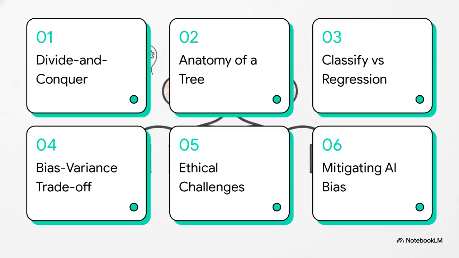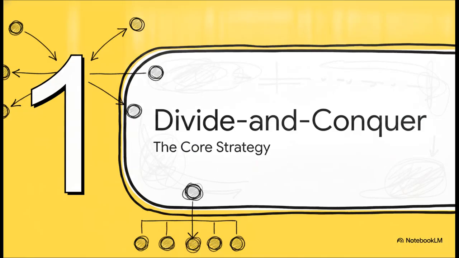Here is our quick roadmap for today. We'll be covering the divide and conquer strategy, the anatomy of a decision tree, classification versus regression, the bias variance trade-off, real-world ethical challenges, and finally, mitigating algorithmic AI bias. Starting right off with Section 1, the divide and conquer strategy.